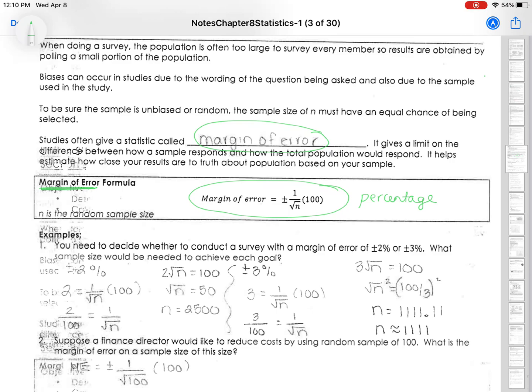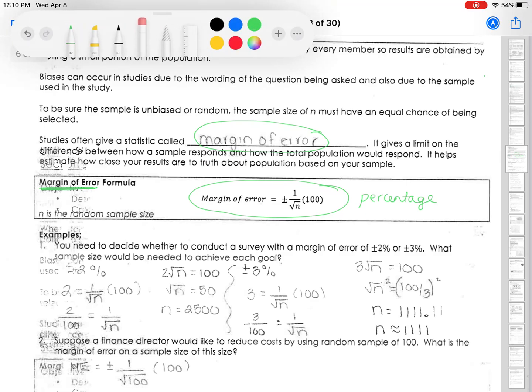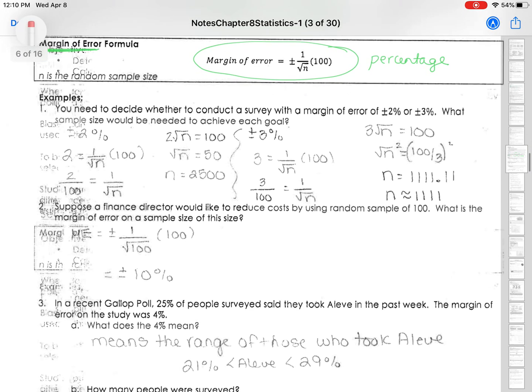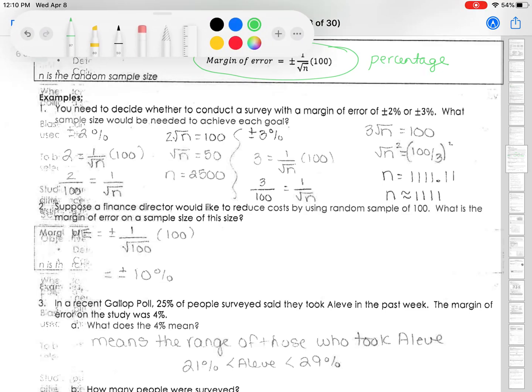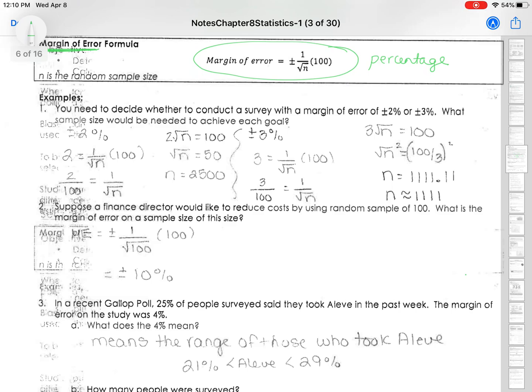Now, the question doesn't necessarily have to say what is the margin of error. You could be asked to find what the actual sample size or what the population was that you were working with. So we're going to go over a couple of questions here. The notes are not very long today, and then you will have some work to do tomorrow on this.